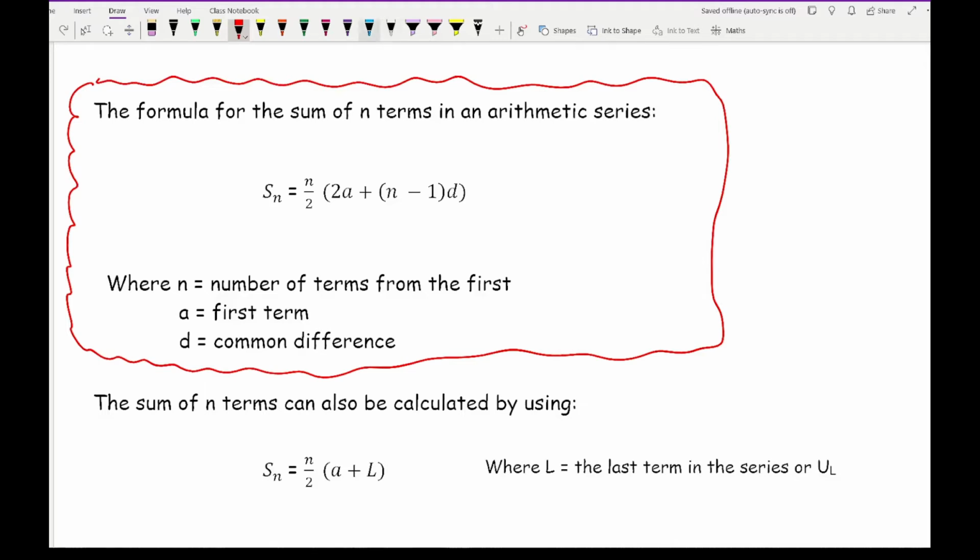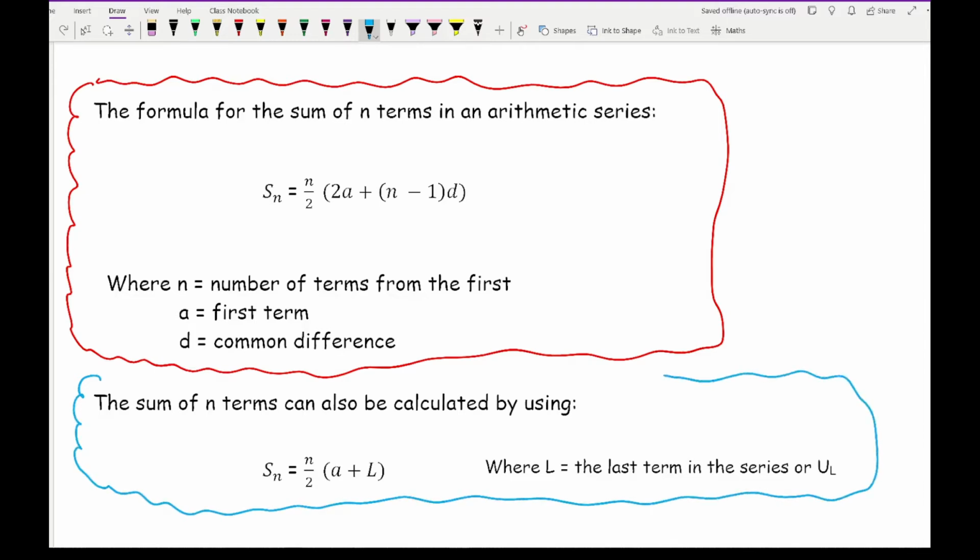Now, if you are not given what the common difference is, and let's say you're given the first term and the last term, then this is another formula that you can use to work out the sum of n terms, and that is that Sn is also equal to n over 2 times the first term plus the last term added together.